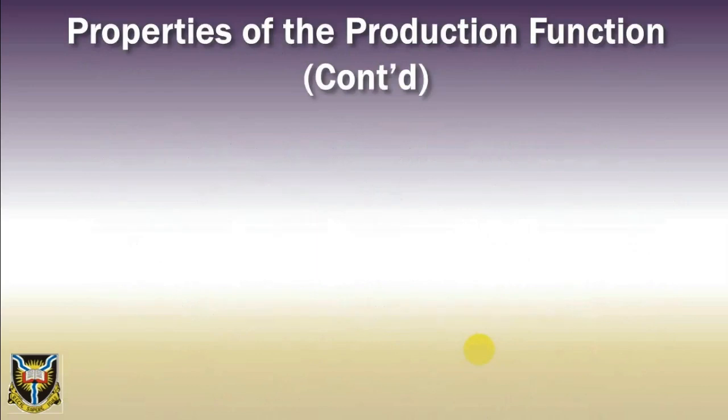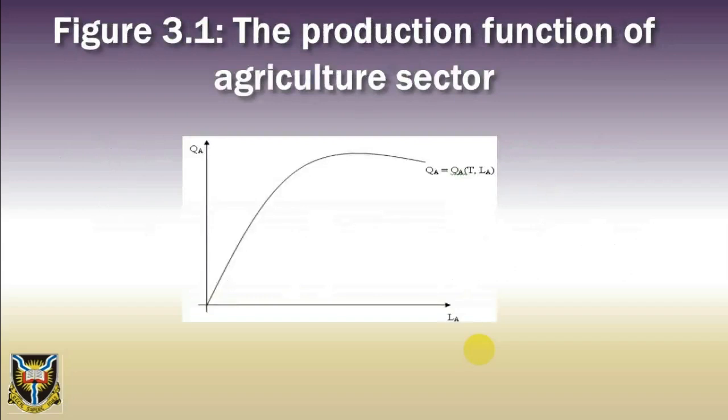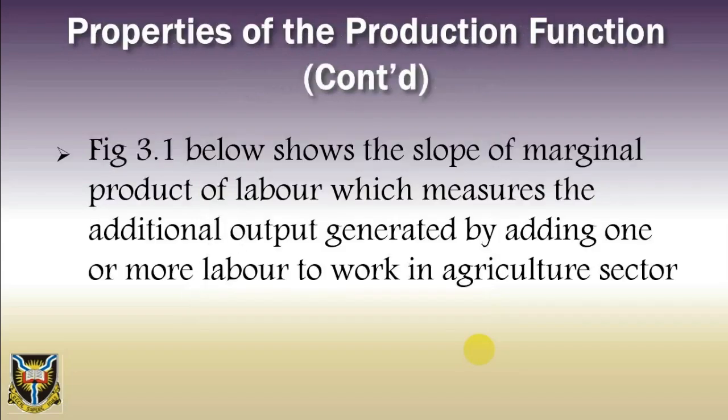It can also be the case that labor is moving from agriculture to the oil sector, and by the same token, the production function of the oil sector also exhibits diminishing marginal returns. Figure 3.1 below shows the slope of the marginal product of labor, which measures the additional output generated by adding one or more labor to work in the agricultural sector.